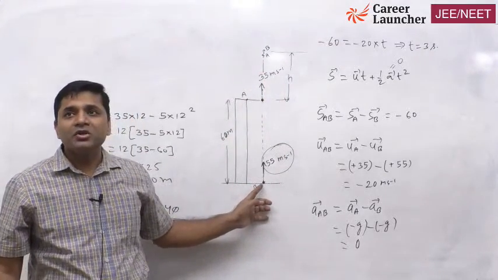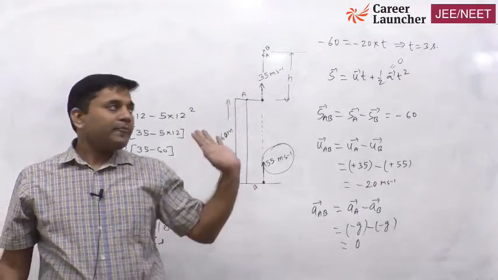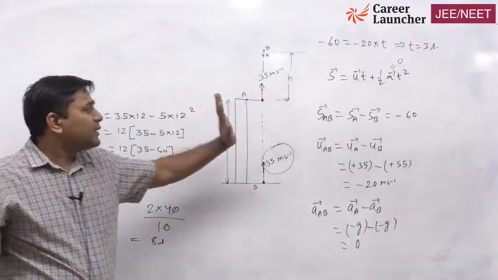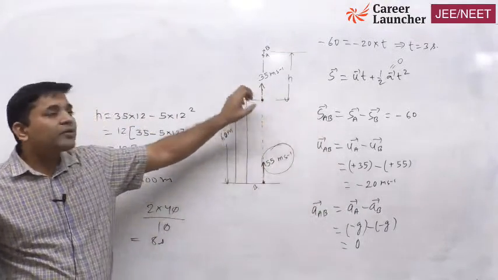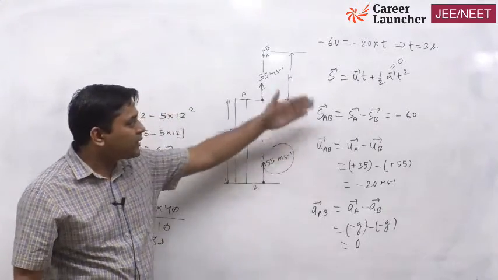This will be how much? 2 into 55, I think 11 seconds. So this will be 11 seconds. So in this case, this 3 seconds is lesser than that, so they will collide in mid-air, clearly. Now how to solve this mentally? You don't need to write this step.